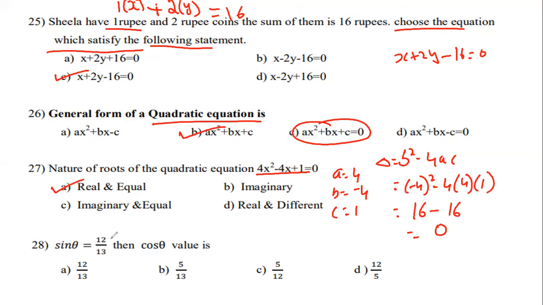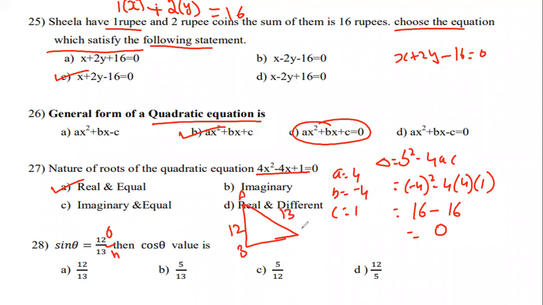Next, sin theta equals 12 by 13. Then find the cos theta value. Sin theta means opposite by hypotenuse. This is opposite by hypotenuse, then this one is 13.